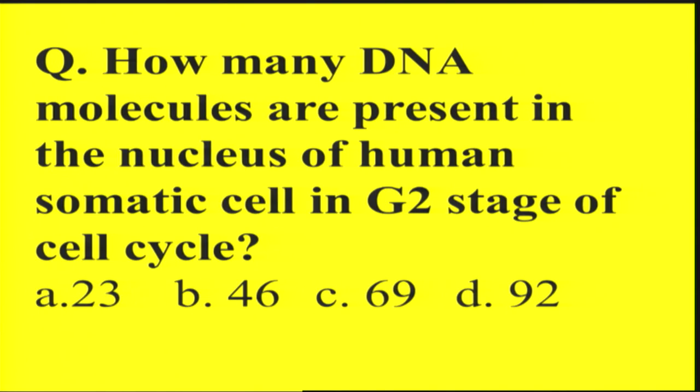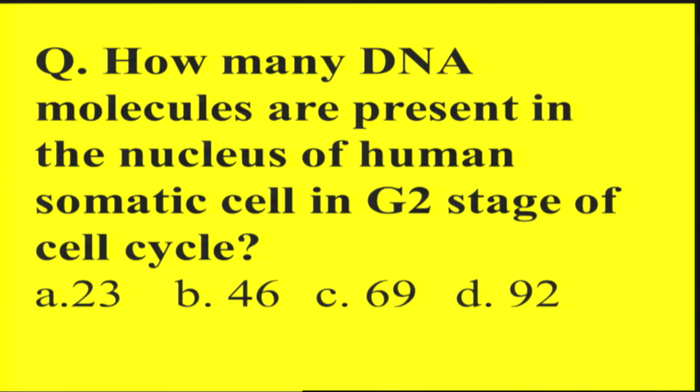Now, this is a very simple question. How many DNA molecules are present in the nucleus of a human somatic cell in G2 stage of the cell cycle? We know that the N in humans is 23, so we have 46 chromosomes. So after the completion of the S phase, the 46 would become 92.